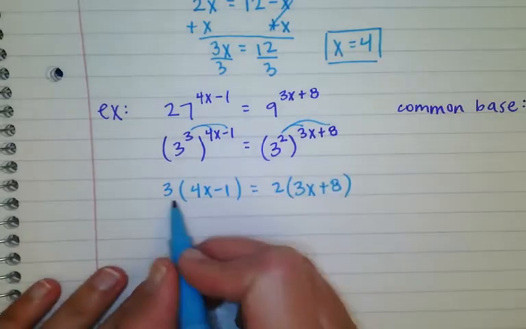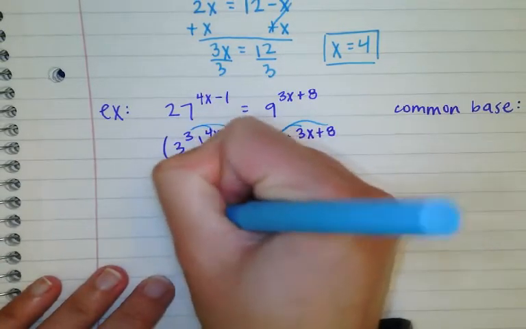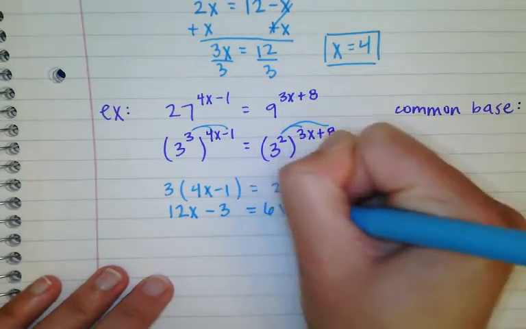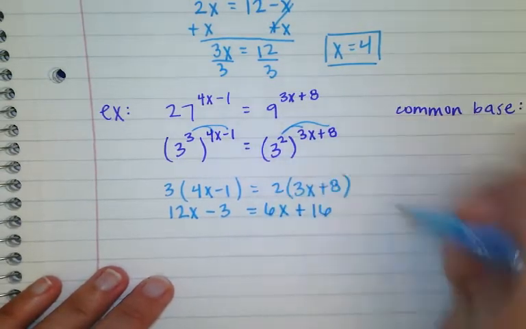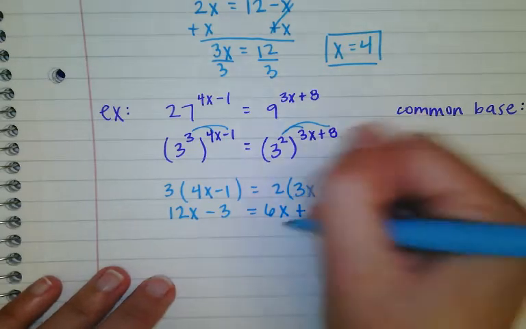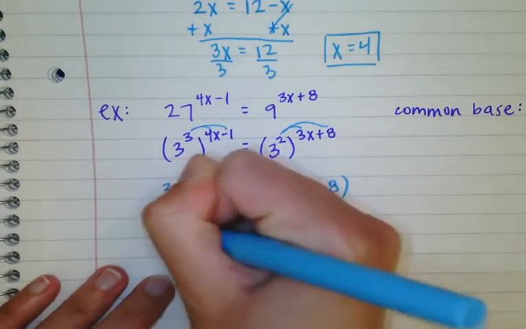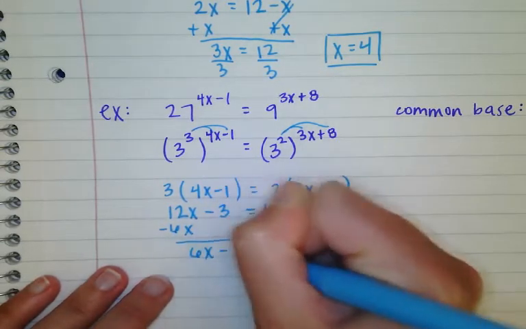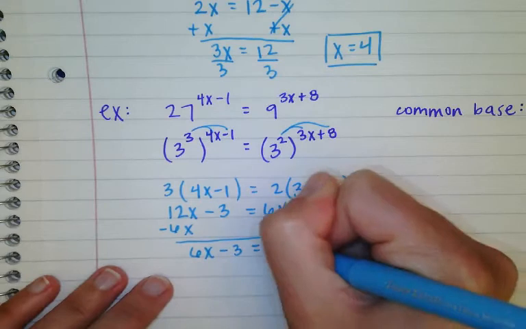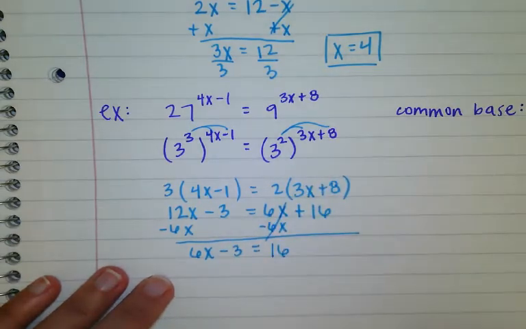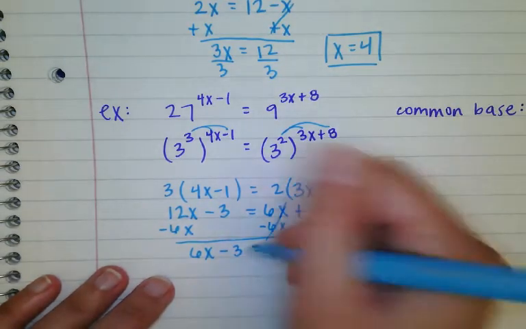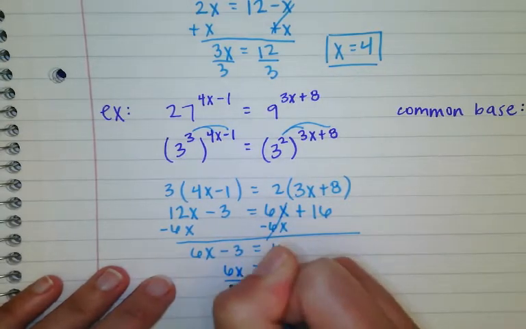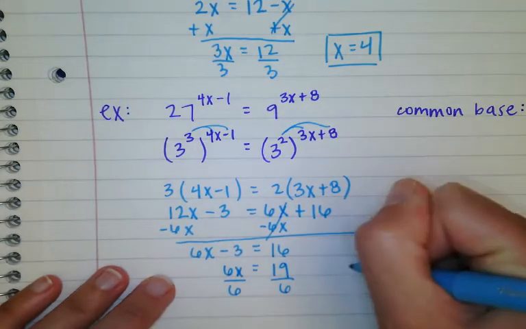So I'm going to go ahead and distribute the 3, making it 12x minus 3 equals 6x plus 16. I'm going to subtract the 6x on both sides. So 6x minus 3 equals 16. I'll add the 3, so 6x equals 19. And then I'm going to divide by 6.